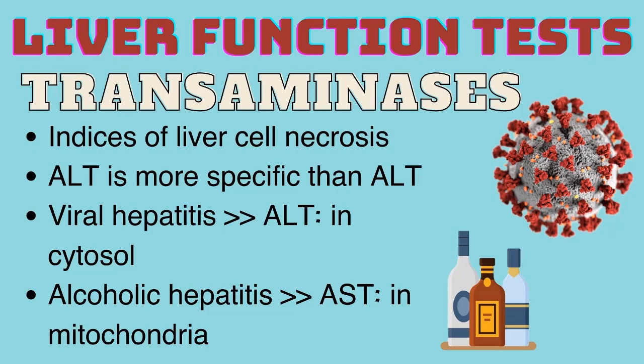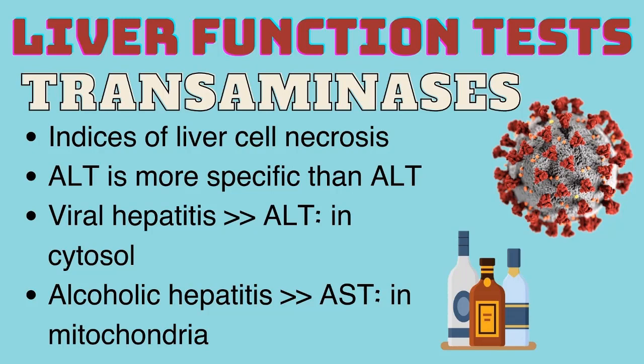Now, in an alcoholic hepatitis, that is not what happens, and there's a reason. AST is present in the mitochondria of hepatocytes. ALT is not; it's in the cytosol. And because alcohol, as I told you in the very first lecture, is a mitochondrial poison, it uncouples, and AST is predominantly in there. When you have alcoholic hepatitis, AST is higher than ALT.